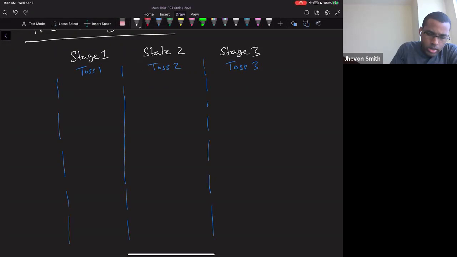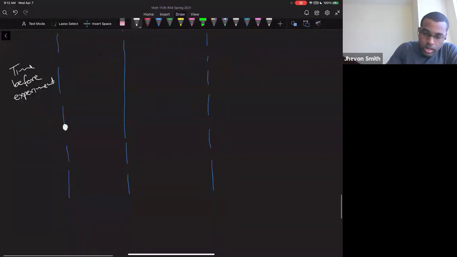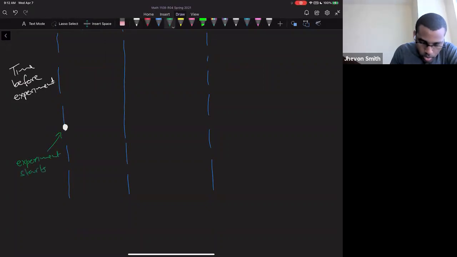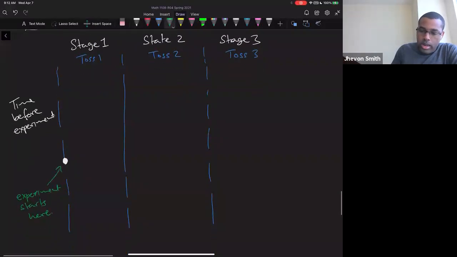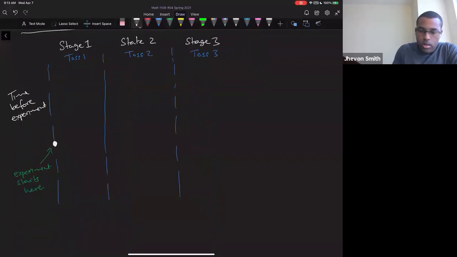And over here is time before the experiment. And you can draw a point here, and it's like the experiment starts here. And then what you would do is write out all possibilities. So at the start of the experiment in stage 1, how many ways could that happen? Well, it could happen in one of 2 ways. It can go heads or it can go tails.